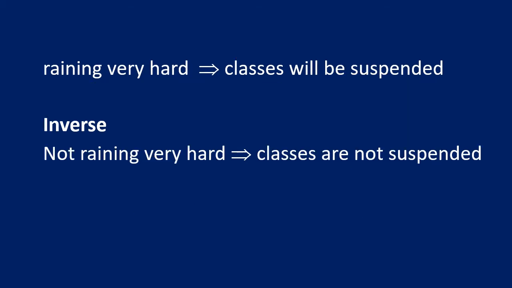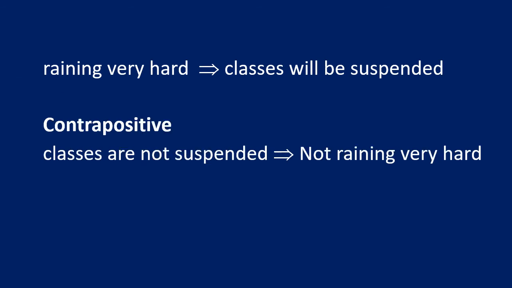Next, let's look at the inverse. Remember, how do you form the inverse of the original statement? You just get the negation. This is the wiggle symbol. Sometimes I'm using this, but most of the time I'm using this for the negation. So the inverse would be, if it's not raining very hard, then classes are not suspended. And lastly, we have the contrapositive. How do you form the contrapositive? The new premise is the negation of the original conclusion, and the new conclusion is the negation of the original hypothesis. Understand? Okay.